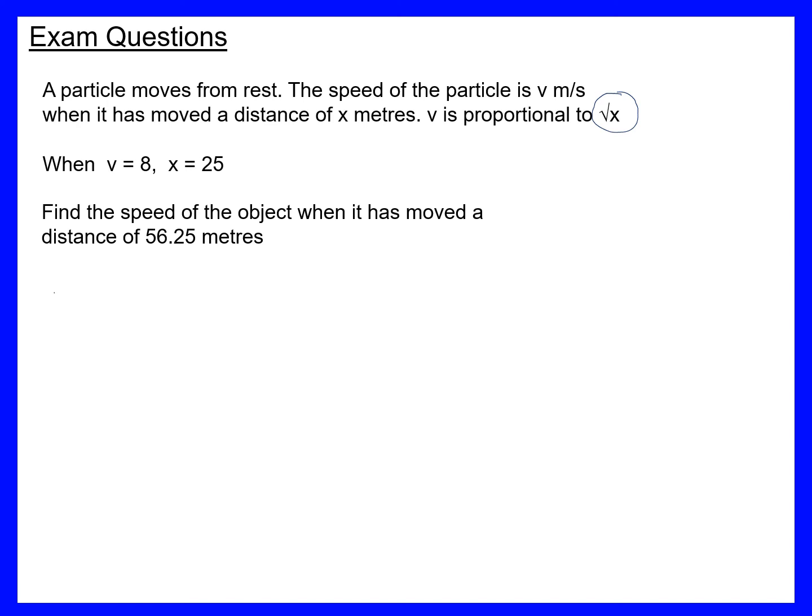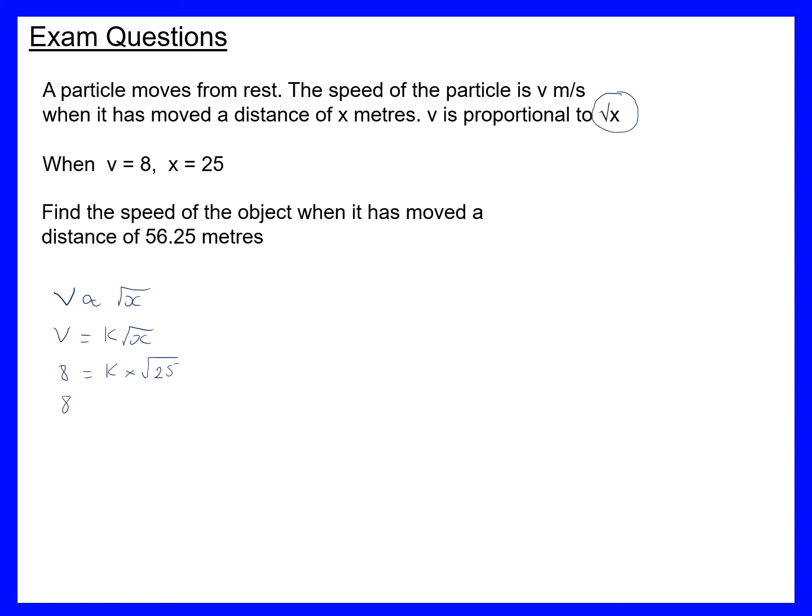So let's start off again with our statement. So this time it said that v is proportional to the square root of x. So therefore v is equal to k square root x. Remember, we change our statement into an equation, change it to an equal sign, and we're going to multiply by our constant because it's direct proportion. So as one gets bigger, the other's getting bigger. Let's substitute in our values. So v equals 8, and we've got k multiplied by the square root of 25.